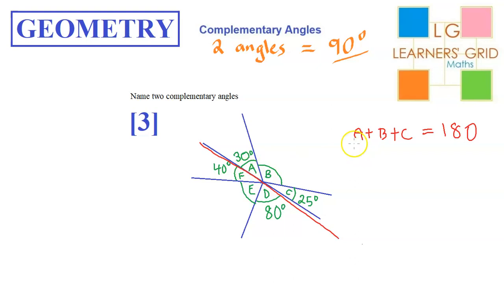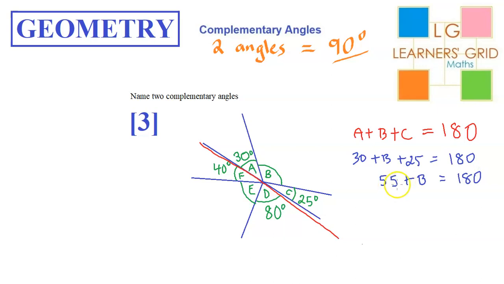And I know angle A, that's 30. I still don't know angle B, that's okay, I'll just put the letter B there. But I am given angle C, and that's 25. And together they're going to make 180. So I'll tidy up the second line of working by collecting like terms. So 30 and 25 is 55. So 55 plus angle B is going to equal 180, and now I can solve.